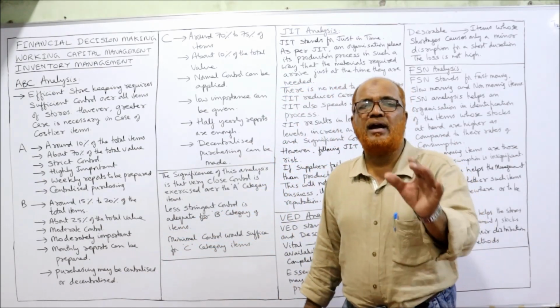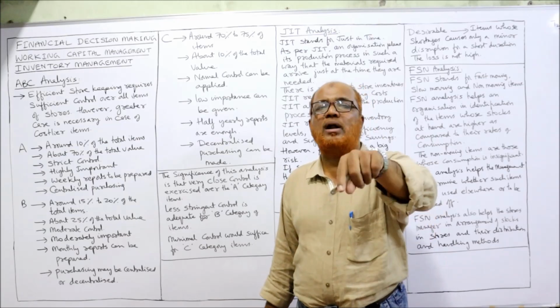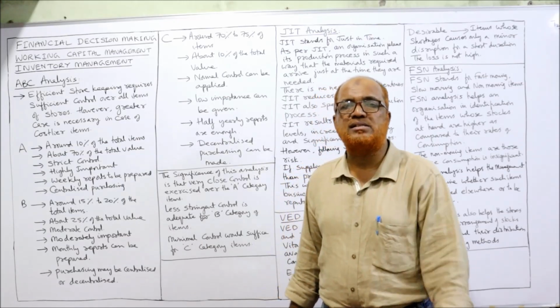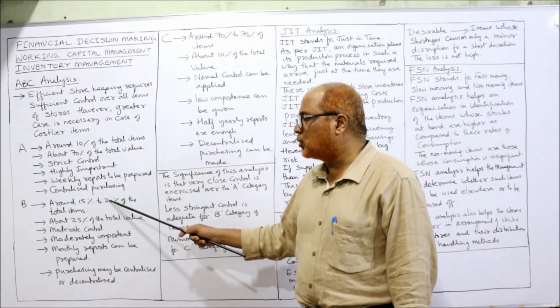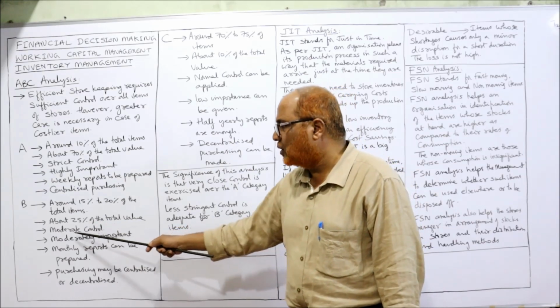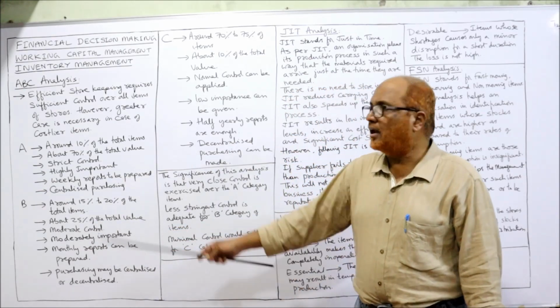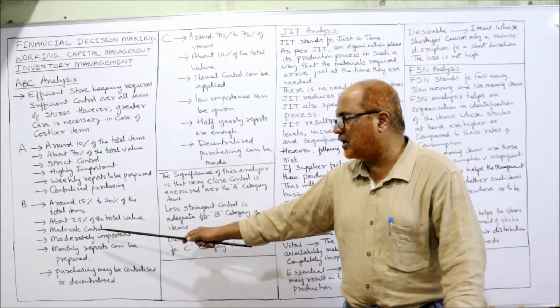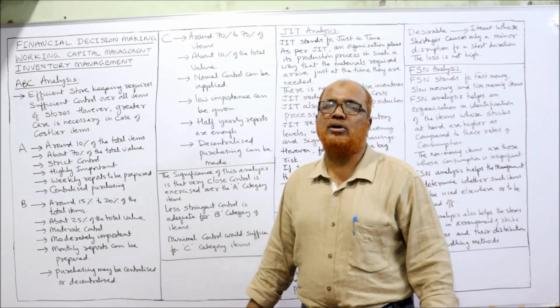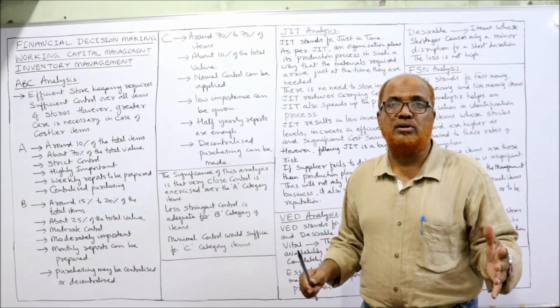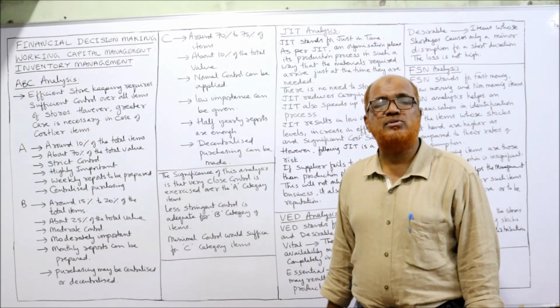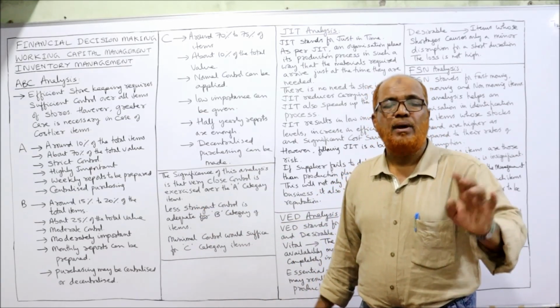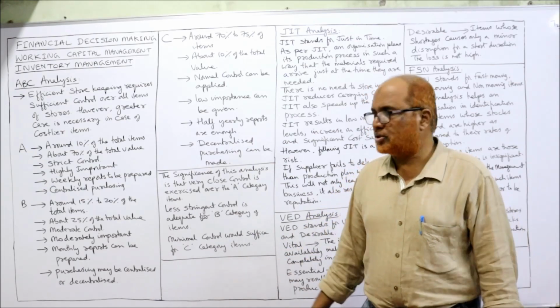Just now I told you B category items are those items whose quantity and value are more or less the same. So 15 to 20% of quantity, 25% of the value, moderate control. Here it is strict control. A category item, very strict control. B category, moderate control. Moderately important, not highly important. A category items are very important, but B category, moderate.